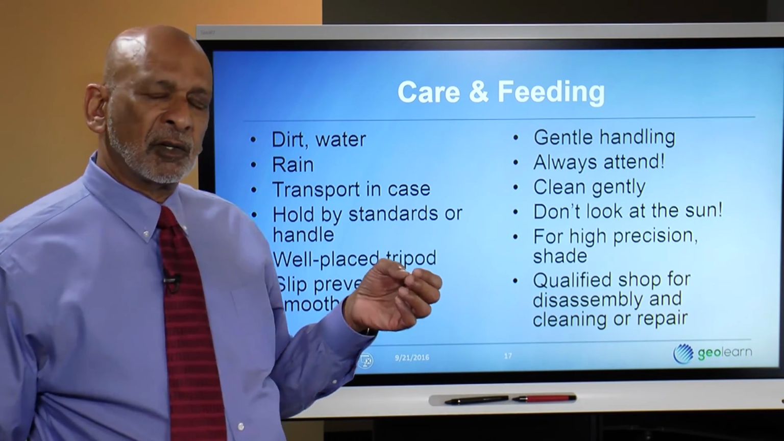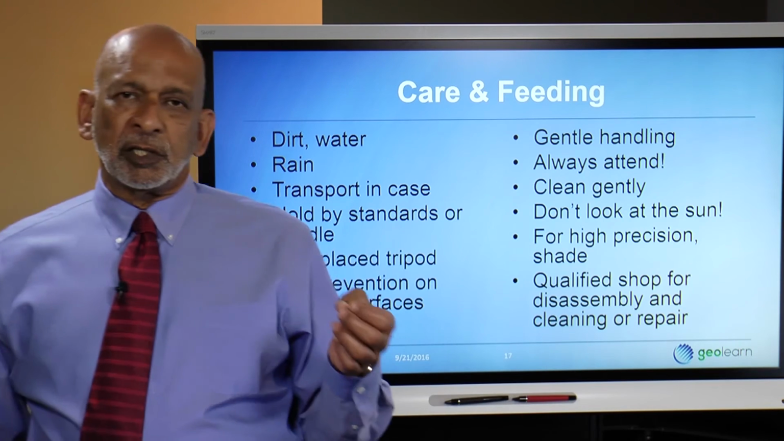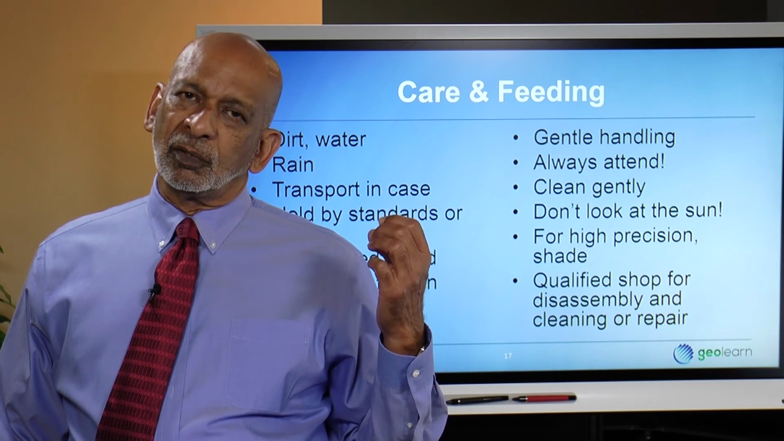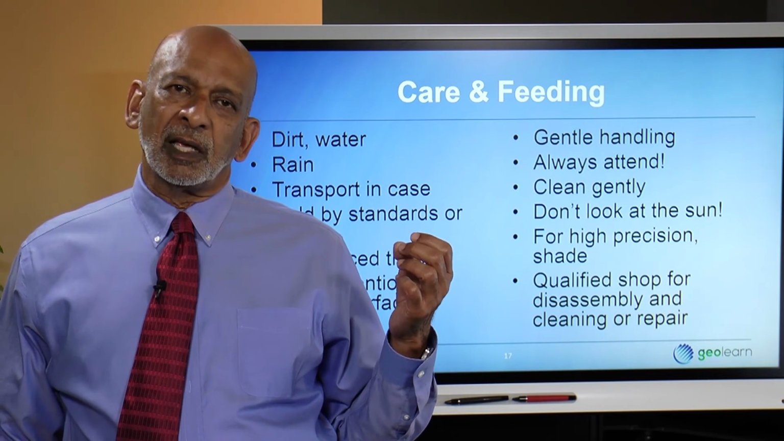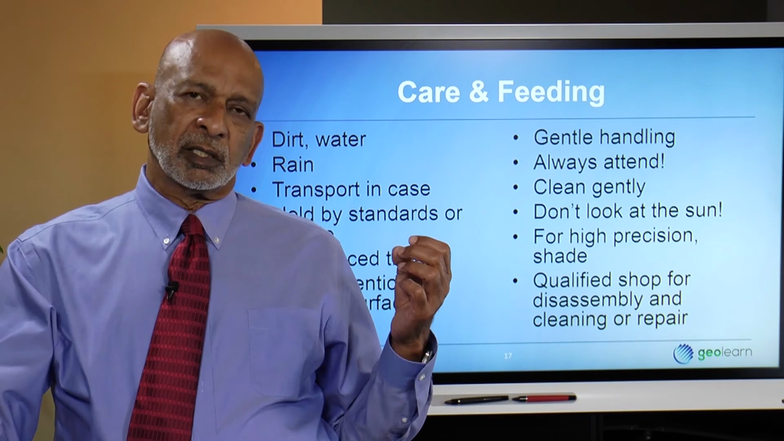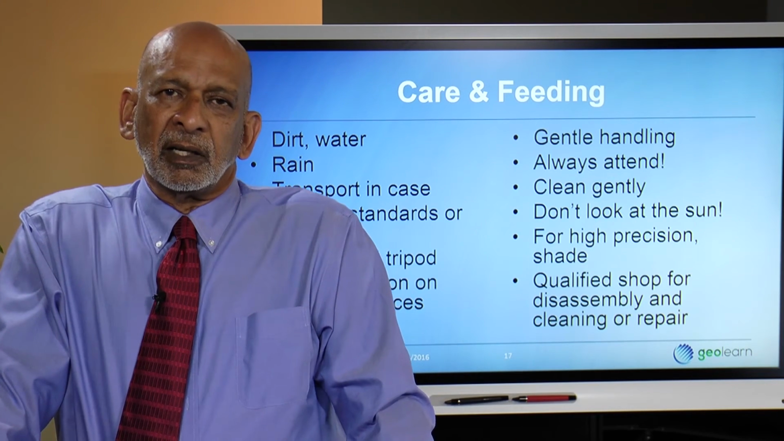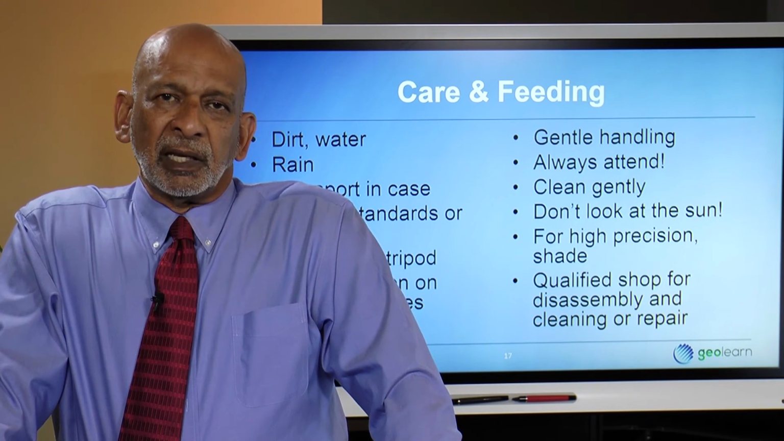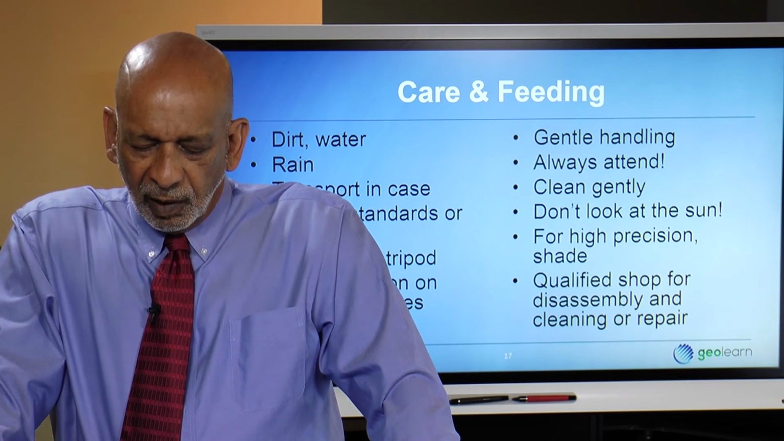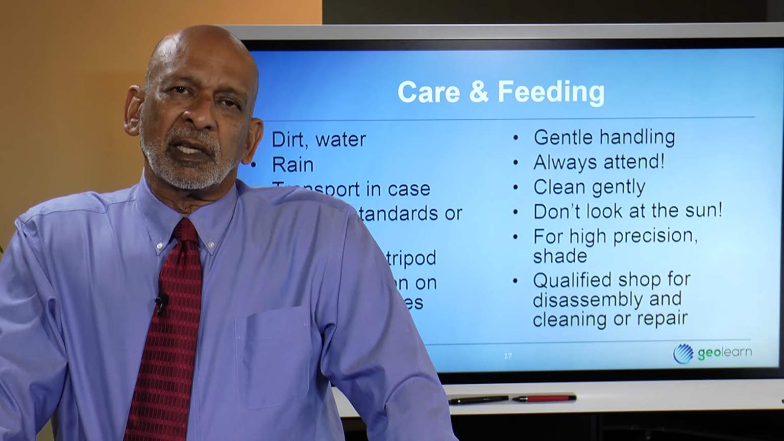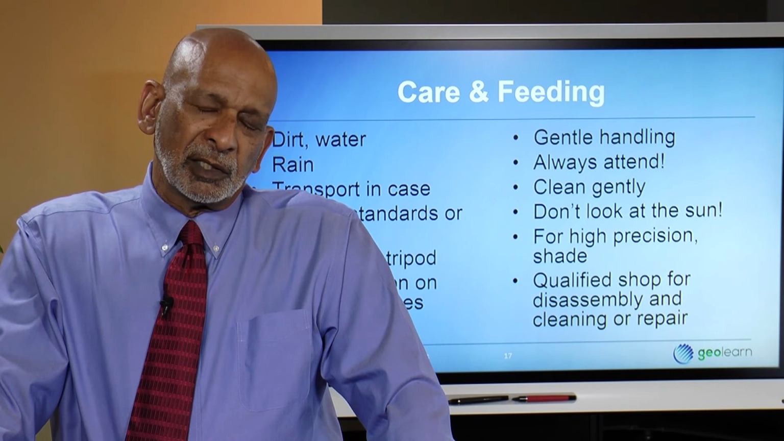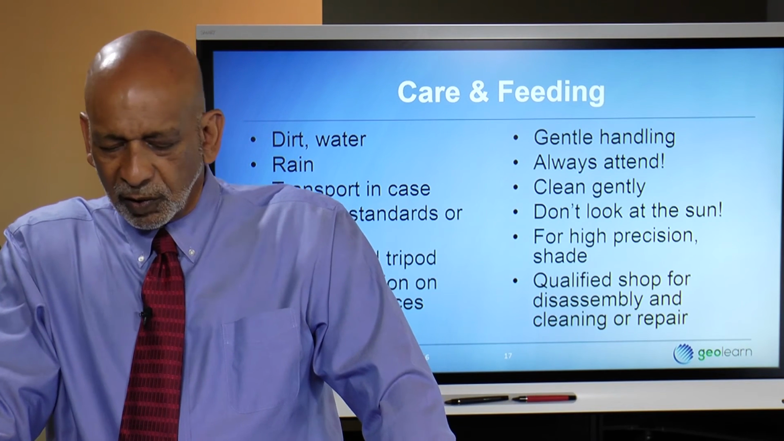Always attend. What do I mean by that? Always attend to the instrument. Total stations are anywhere from 10 to 30 or 40 times the cost of an automatic level. They could easily cost more than your annual salary, certainly in a beginning surveying job. So it's very important that you take care of them, and one of them is to make sure that they don't get stolen, that the wind doesn't blow them over, that traffic doesn't hit them, and so on and so forth.